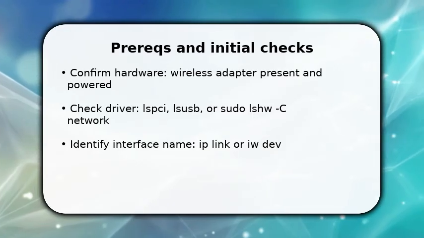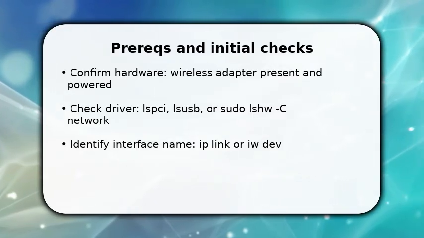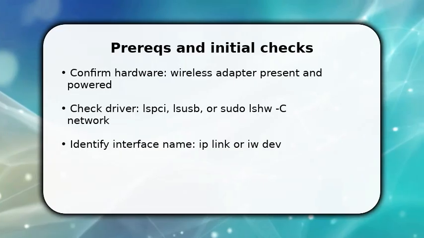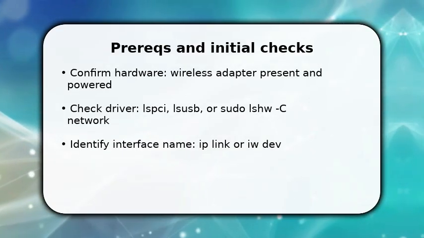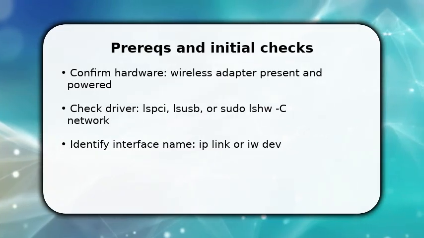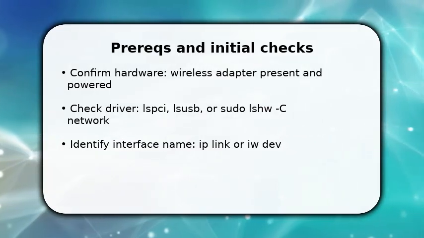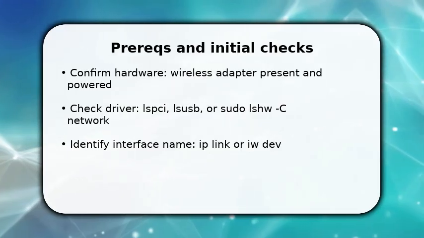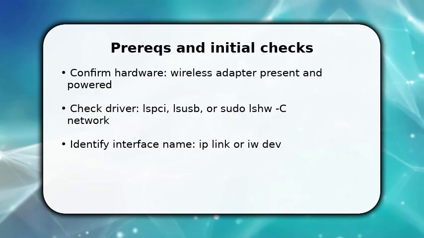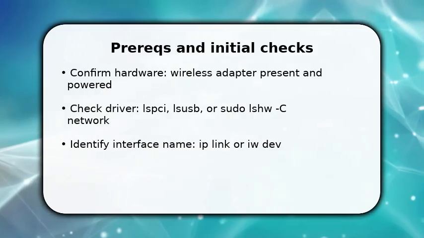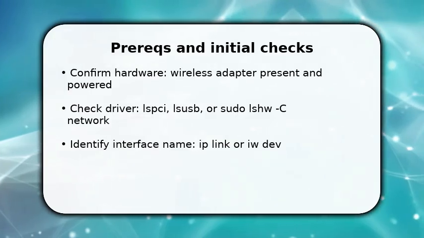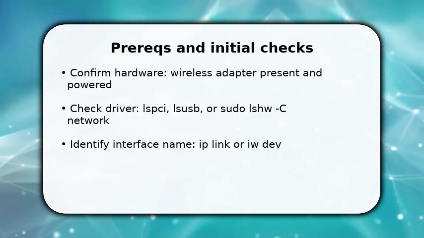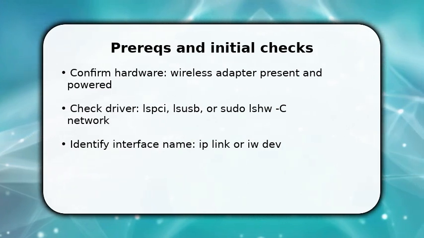You start by verifying prerequisites. Make sure your wireless card is present and not soft-blocked. Run ip link to find the interface name, and use lspci or lsusb to confirm the device model so you know which driver is required. Once you see the interface, check rfkill to ensure it is not blocked. If it is, unblock it with sudo rfkill unblock all. Making these checks prevents wasted time installing wrong drivers and gets you ready to configure the connection.